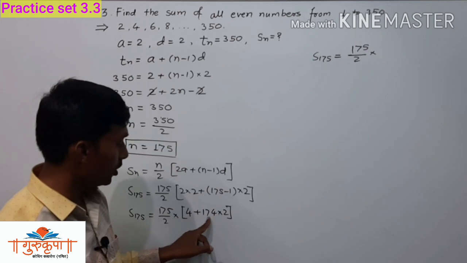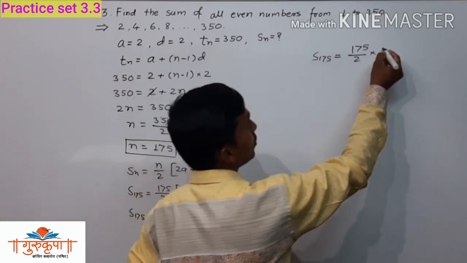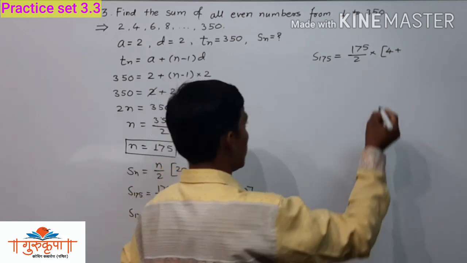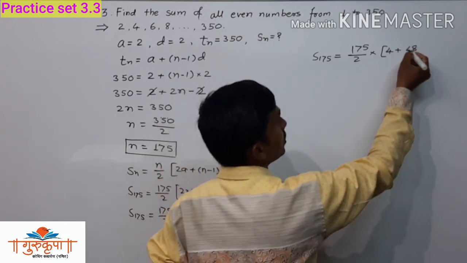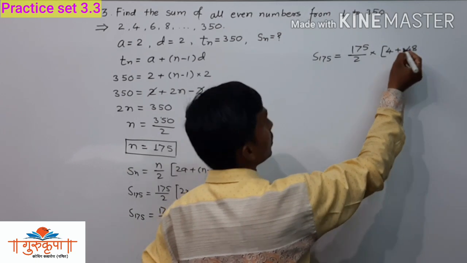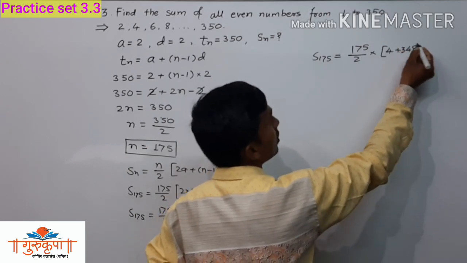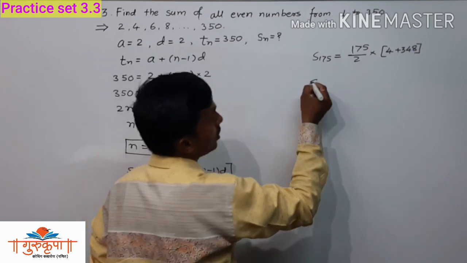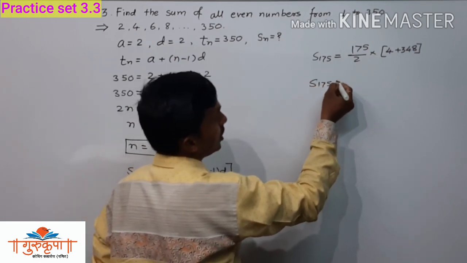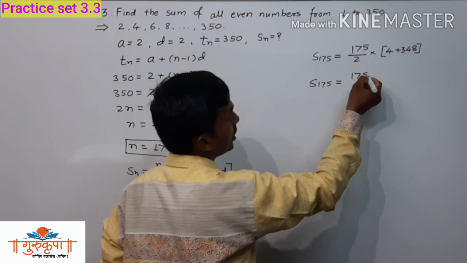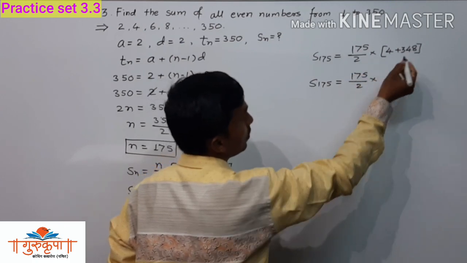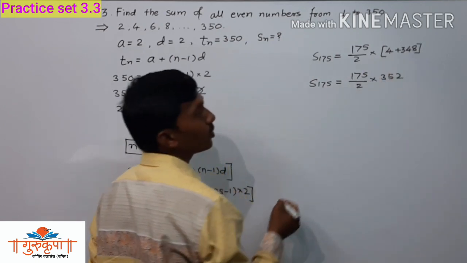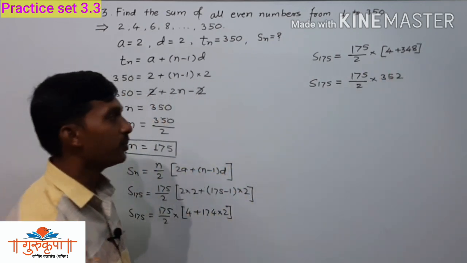So we will take the product of these two terms first. So we will put 4 as it is. This is 4 plus, 2 4s are 8, 2 7s are 14, 2 1s are 2 plus 1, 3, 348. Now 348 plus 4, that is S175 is equal to 175 upon 2 multiplied by 352. 348 plus 4, that is 352.